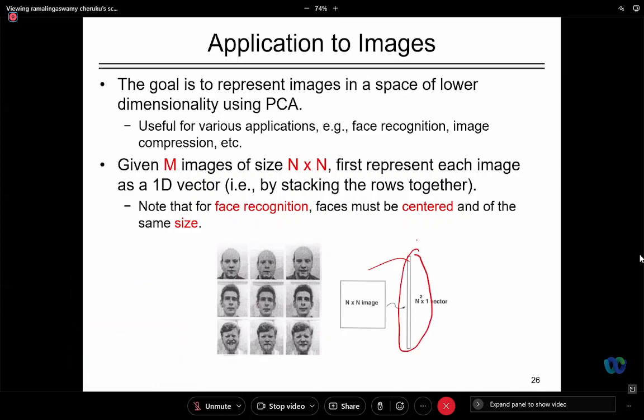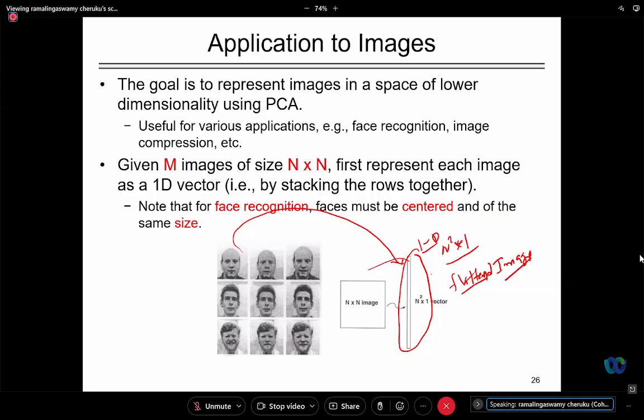This is a one dimensional vector. The size is n squared by one if it is a column matrix, or 1 by n squared if it is a row matrix. So what we are trying to do is convert the image into a 1D vector. This is called a flattened vector. We are indirectly flattening the image. This is nothing but the flattened image. We are stacking the rows together.